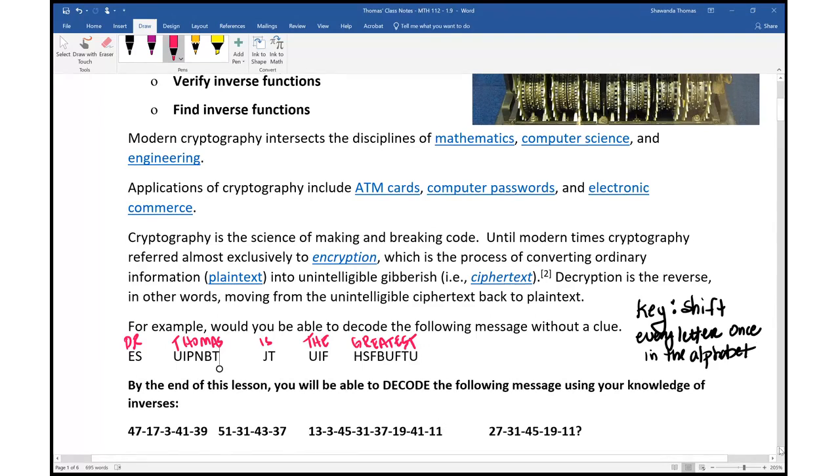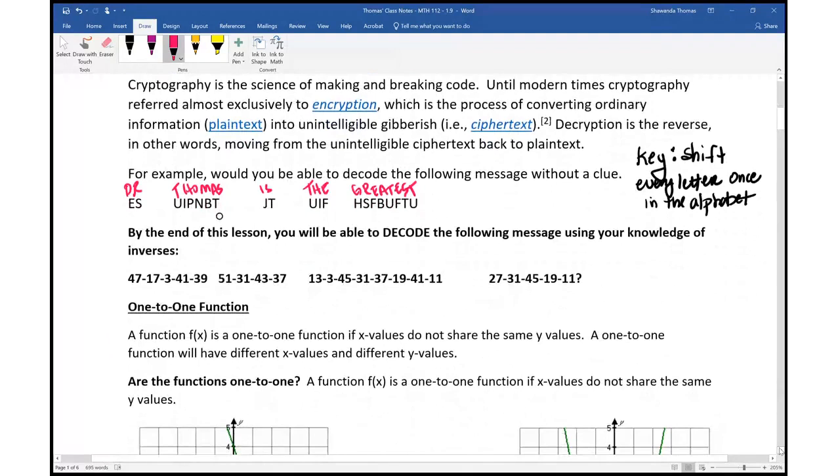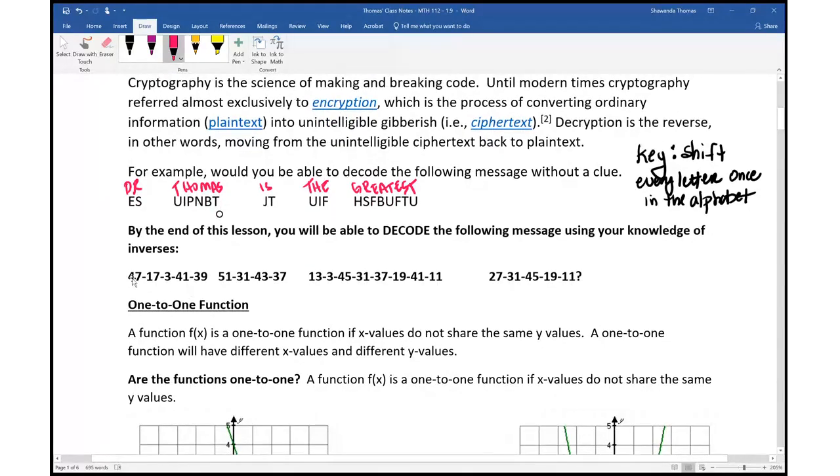So by the end of this lesson, you'll be able to decode the following message. Notice you have numbers. So you're using your knowledge of inverses, you're going to be able to decode what that message is.